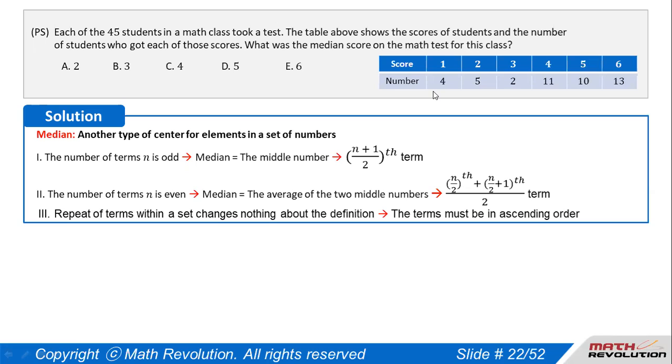Now understand, if we have 45 students, as I said, n is odd, so we just add 1 to it, which becomes 46. If I divide that by 2, it becomes 23.